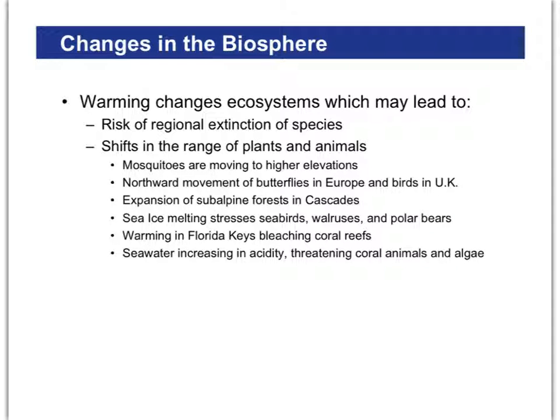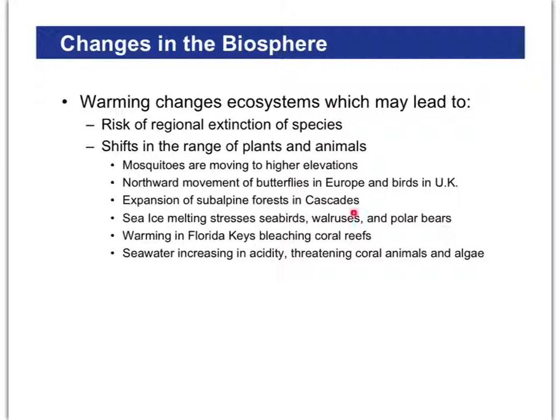In terms of animals, we could have certain species really be threatened by sea level rise. We're finding even now that mosquitoes, which usually live down towards areas that are kind of swampy, are moving to higher elevations because the sea level is rising. Butterflies in Europe are migrating to where they weren't normally previous times. Forests in the Cascades are expanding. That is, they're changing where they exist because of the change in global climate temperatures.